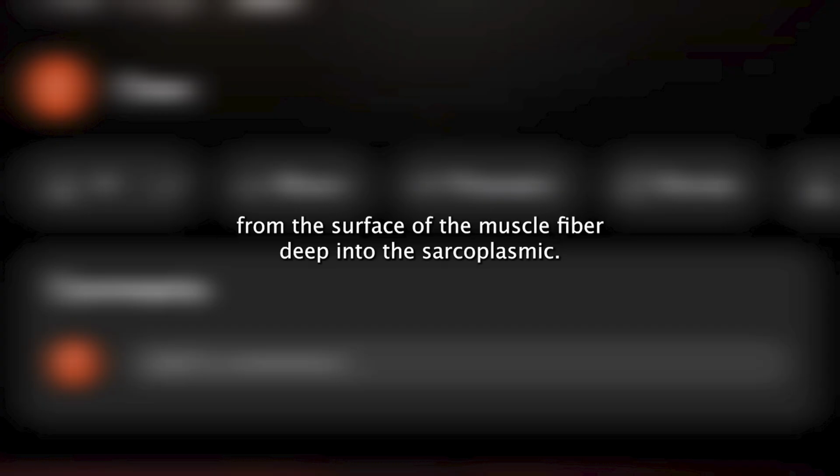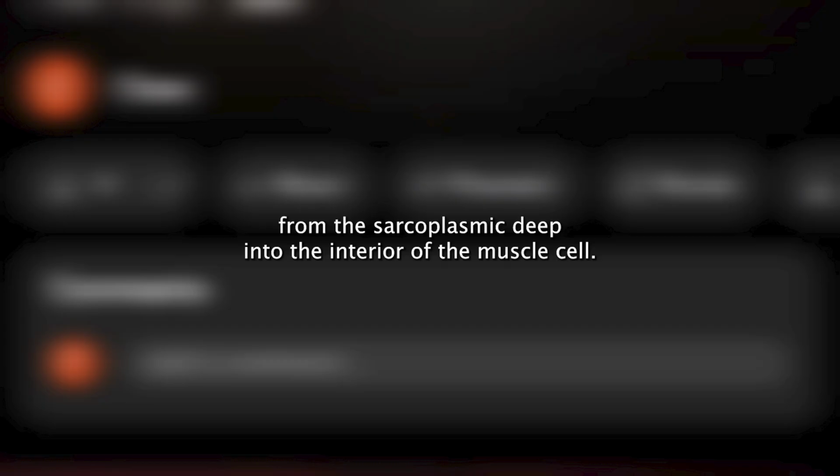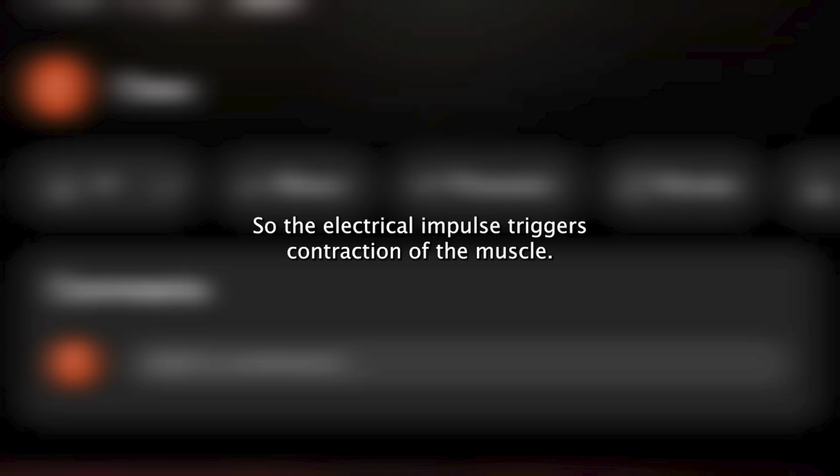Transverse tubules are tubes that extend from the surface of the muscle fiber deep into the sarcoplasm. What's the sarcoplasm again? The cytoplasm of the muscle. It transmits action potentials, think electrical impulses, from the sarcolemma deep into the interior of the muscle cell, the muscle fiber. Action potentials trigger contraction. So the electrical impulse triggers contraction of the muscle.